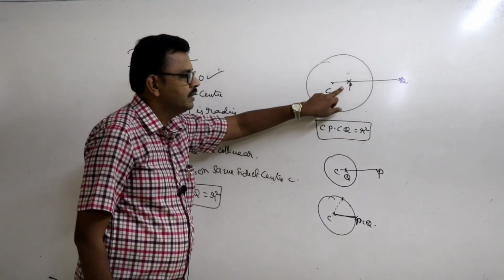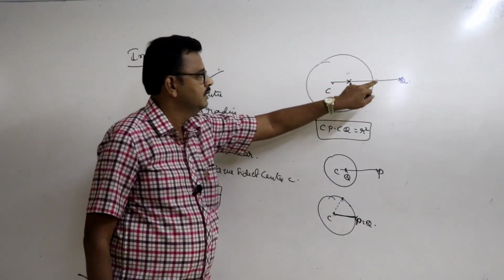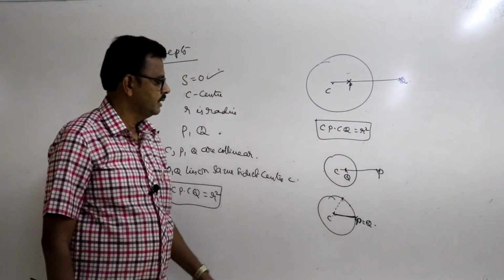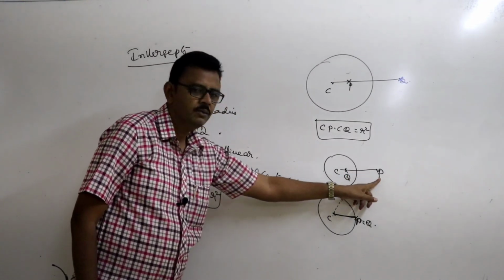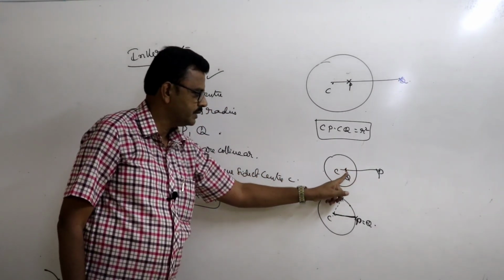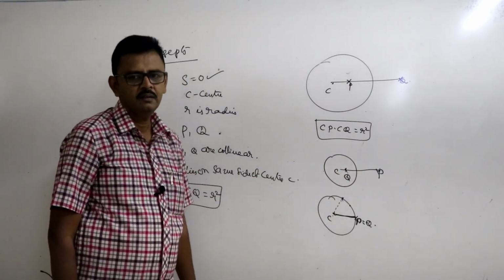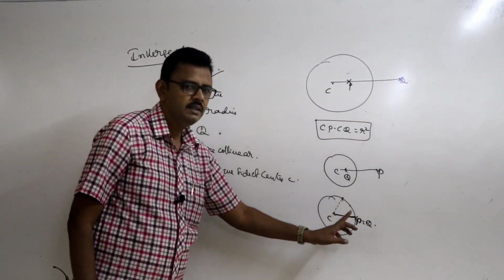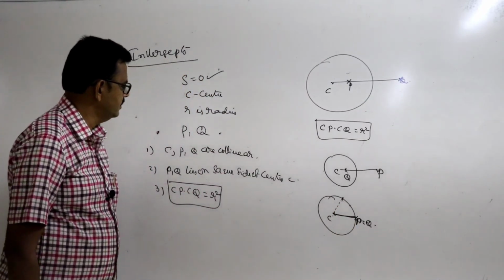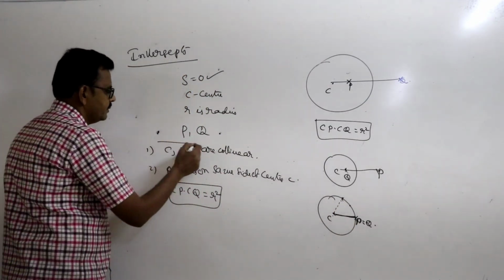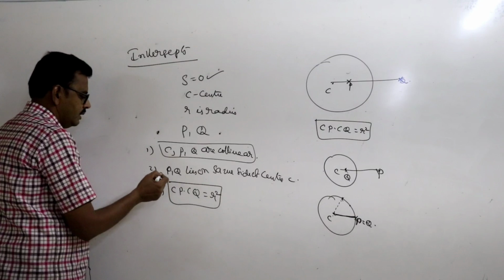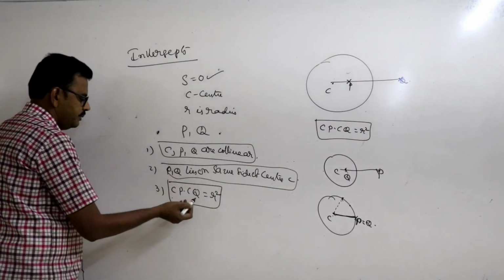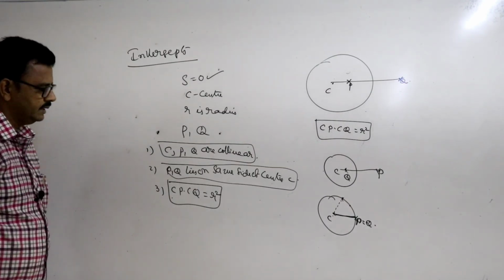If the point P lies inside the circle, its inverse point Q lies outside the circle. If the point P lies outside the circle, its inverse point Q lies inside the circle. If the point P lies on the circle, the inverse is itself only. So, the conditions are C, P, Q are collinear, P and Q lie on the same side of the center C, and CP into CQ equals r square.